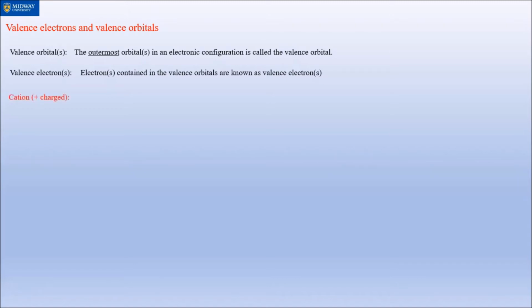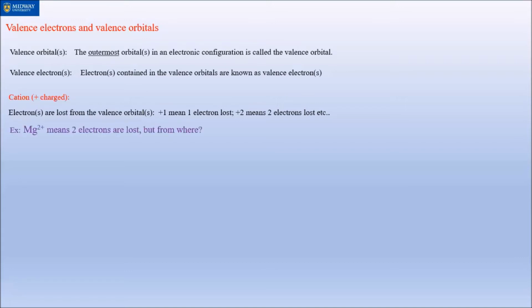I have repeatedly told you, and I will keep repeating this, because it takes a while for the brain to register this idea. A cation is positively charged, and in chemistry, positive charge means something being lost or removed. So electrons are lost from the valence orbital. If your element has +1 charge, it means 1 electron lost, +2 means 2 electrons lost. So Mg2+ means 2 electrons are lost, but from where?